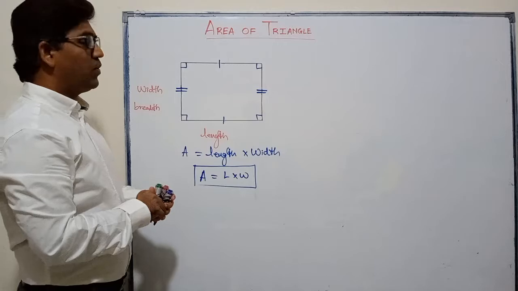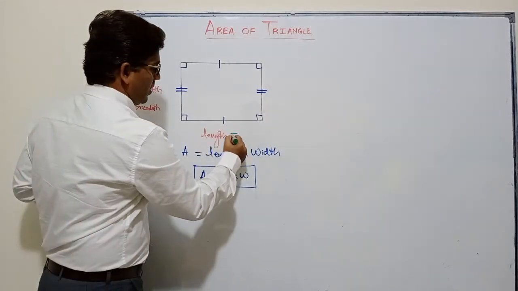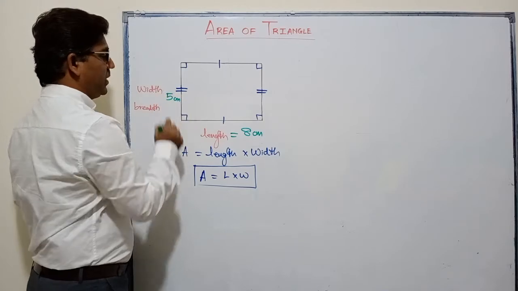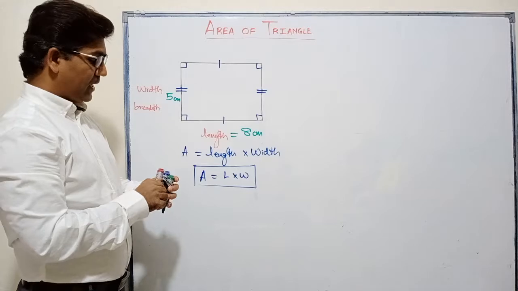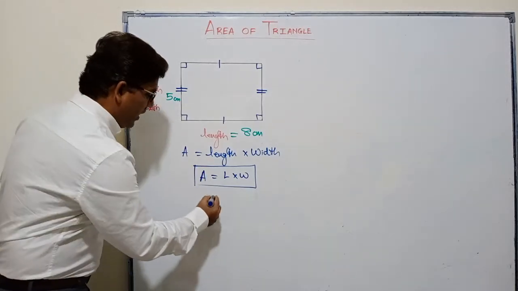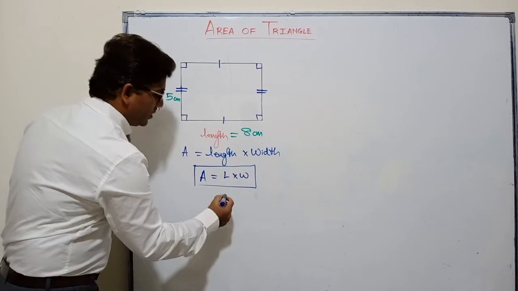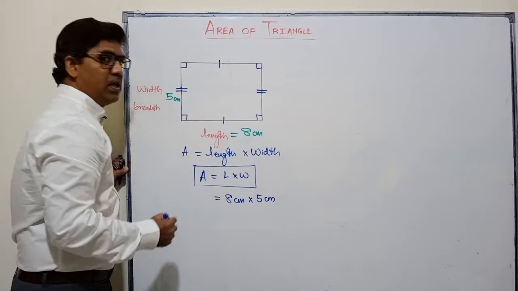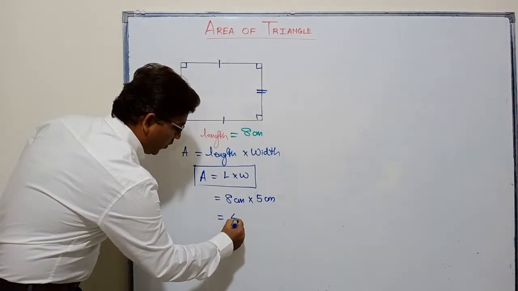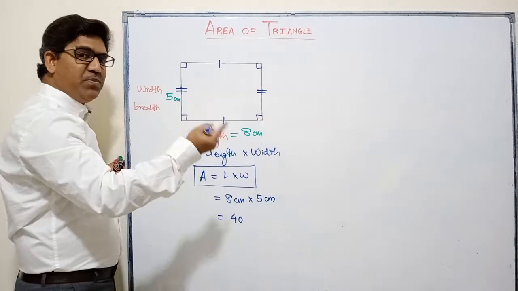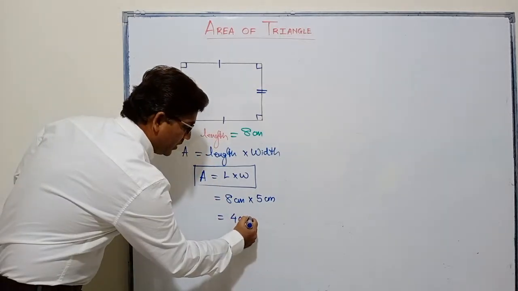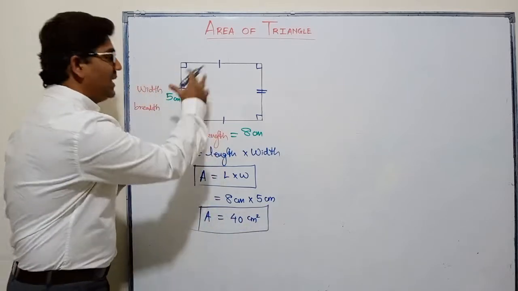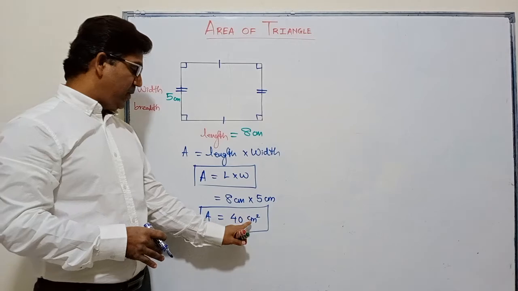Suppose the length of the rectangle is 8 centimeters and the width of the rectangle is 5 centimeters. Now, we can find the area of this rectangle by using this formula. So, area of the rectangle will be length times width. So, it is 8 centimeters times 5 centimeters. Now, 8 times 5 will give me 40, and centimeter times centimeter will give me centimeter square. So, area of this rectangle is 40 centimeters square.